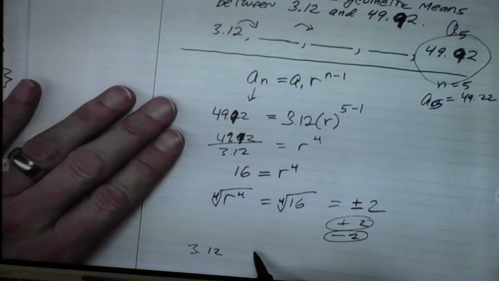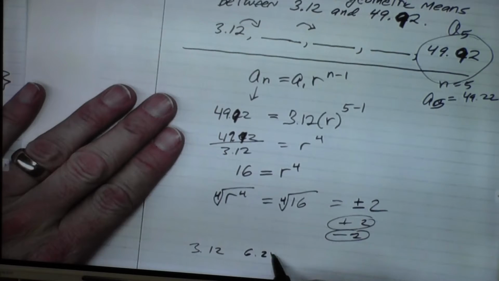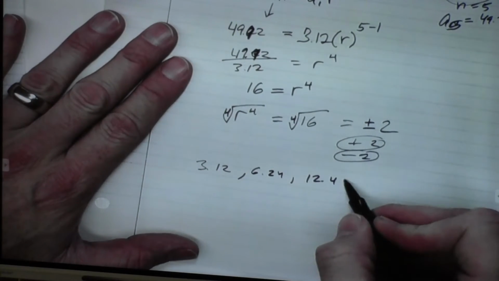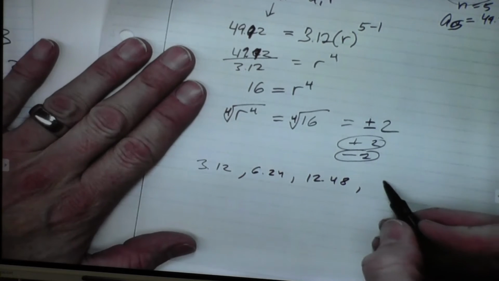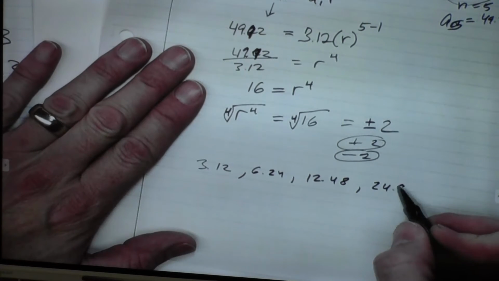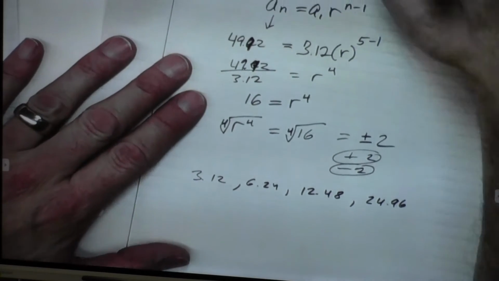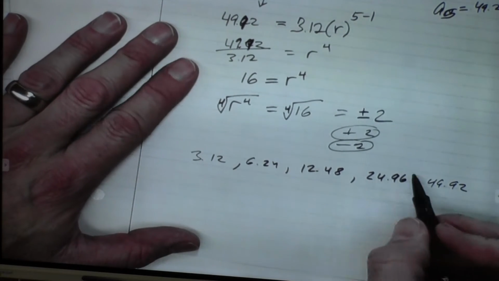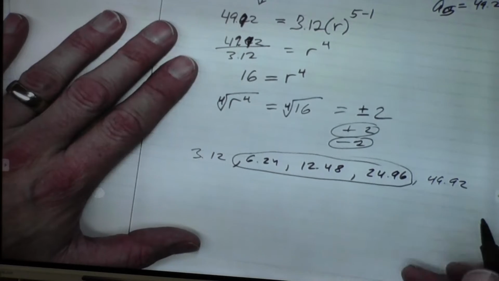So 3.12 times 2 will give you 6.24. Times 2 again will give you 12.48. Times 2 again is 24.96, if I have it right. Okay? And then we get the 49.92. So this is one set of answers.